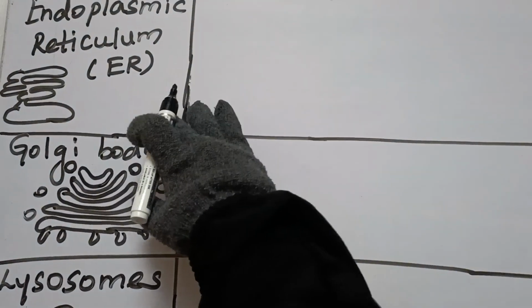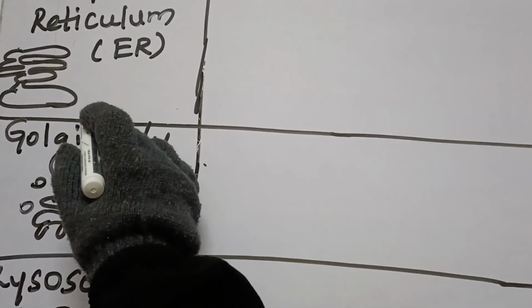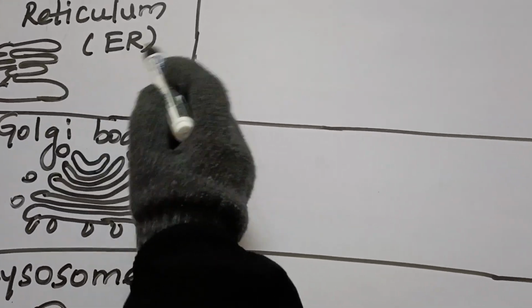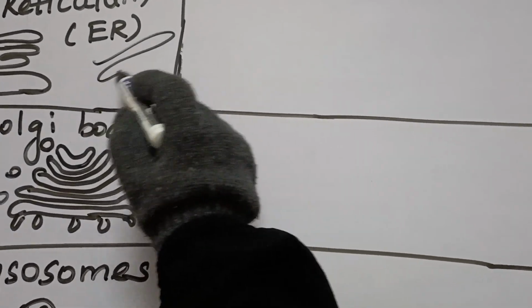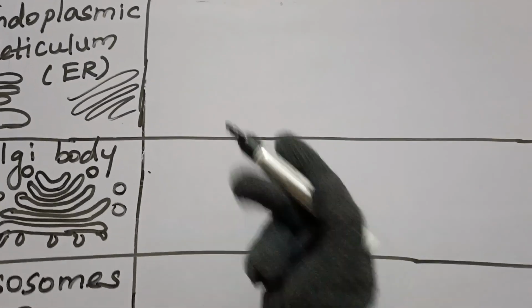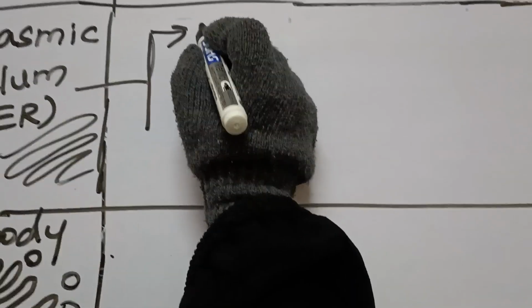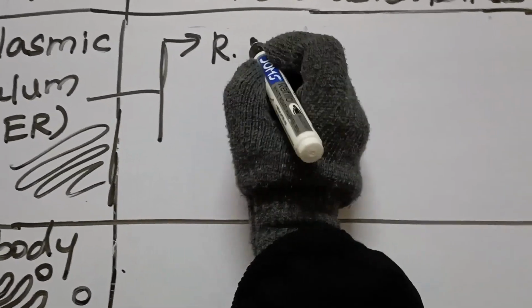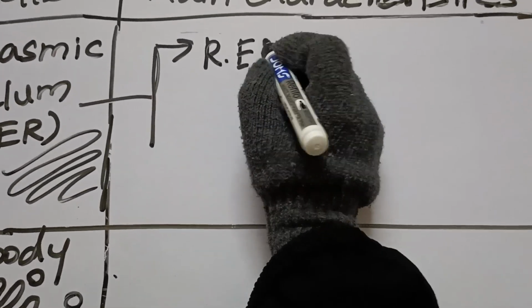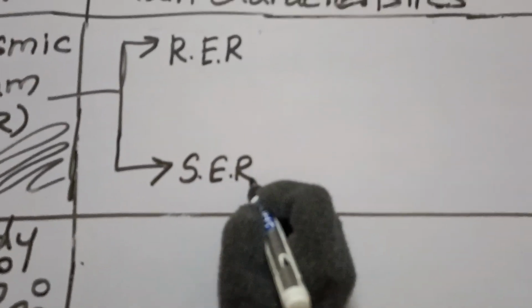Its short form is ER. It is a network-like structure which is present inside the cell. As you can see, it is like a pathway, just like a network. Let's talk about its characteristics. In ER we have two types: the first one is rough endoplasmic reticulum, represented by the short form RER, and the next one is smooth endoplasmic reticulum, SER.